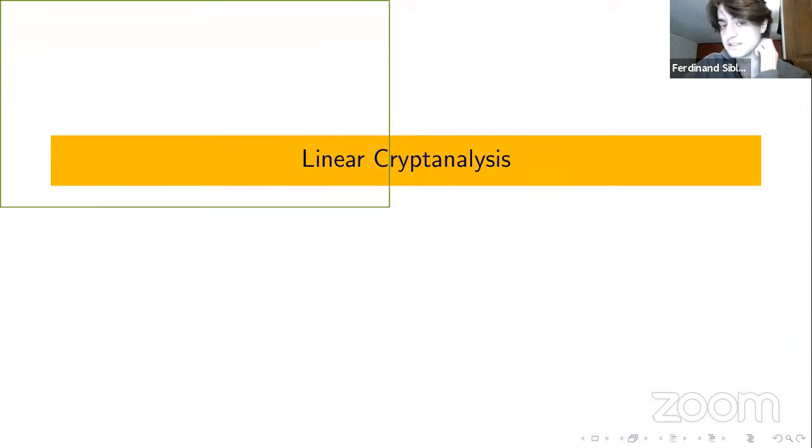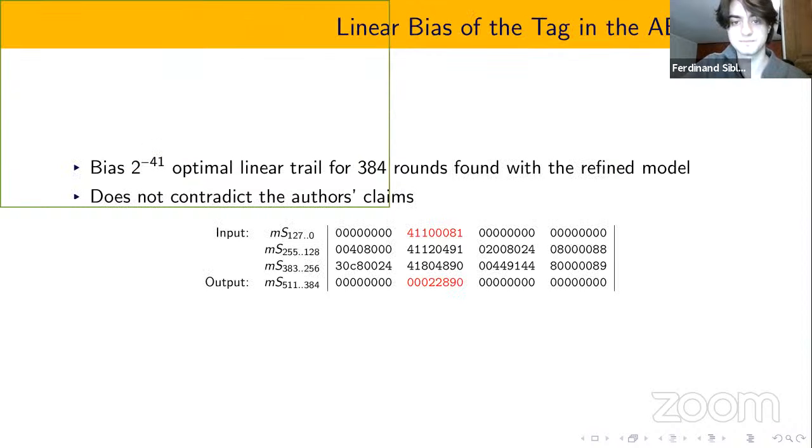We could also do the same for linear cryptanalysis. We have exactly the same problem, and it can be solved in a very similar way. And what we found is that for 384 rounds, we can find a masking with a linear bias of 2 to the minus 41. So when you want to build a linear attack, the complexity will be 2 to the 82 or 83. And this is also not contradicting the security claims, but that's also interesting. And we put a restriction to have only the mask on these words, because that usually gives an attack on the tag generation function.